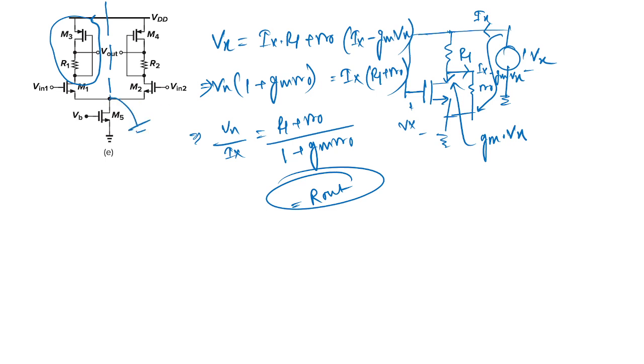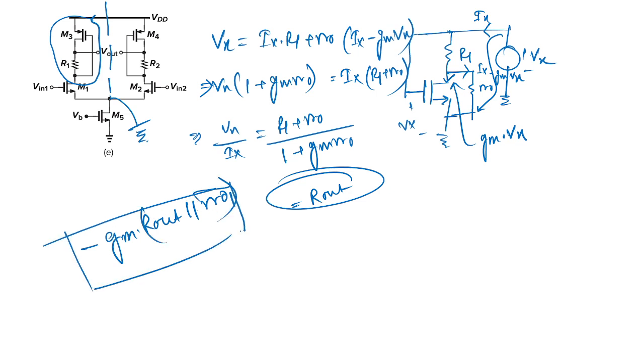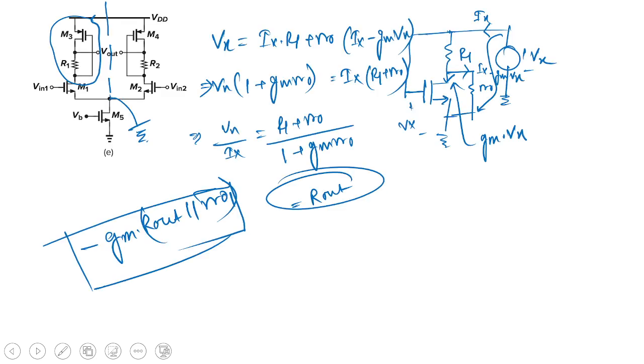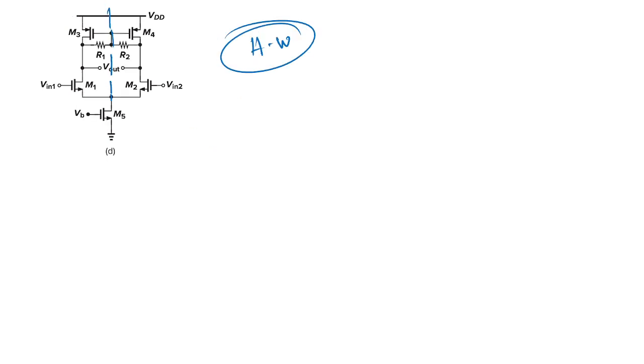Now you need to calculate the gain. This is the ground and this is basically a common source amplifier. The gain will be nothing but minus GM times R out, or you can write R out parallel RO1. So you get the differential gain of this differential structure. So this is the last problem. I think you understand what I am trying to say.